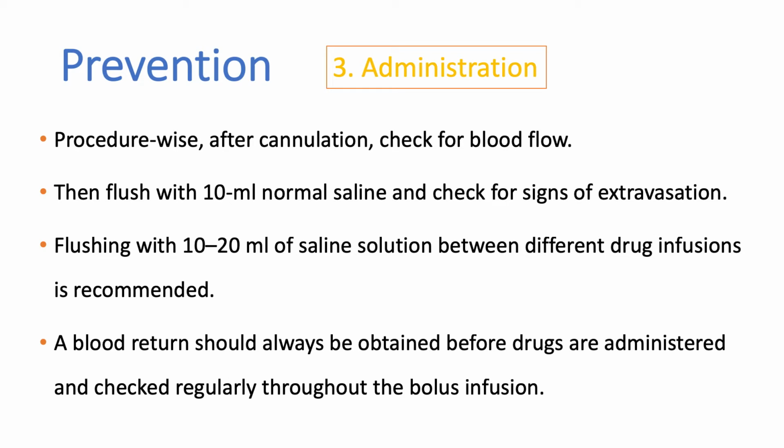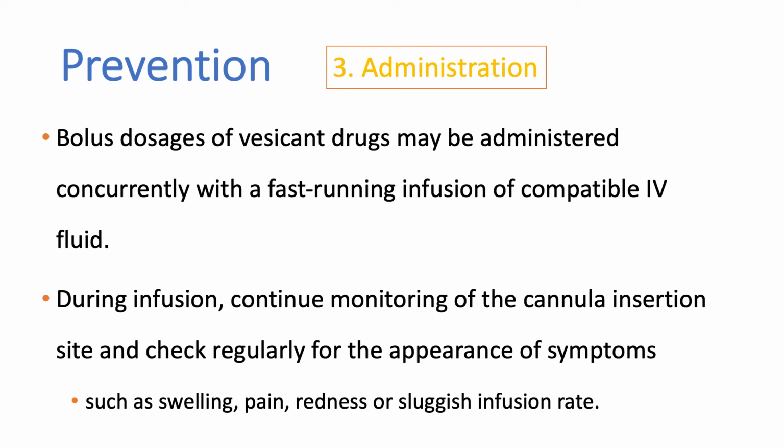Procedure-wise, after cannulation, check for blood flow. Then flush with 10 ml of normal saline and check for signs of extravasation. Flushing with 10 to 20 ml of saline solution between different drug infusions is recommended. A blood return should always be obtained before drugs are administered and checked regularly throughout the bolus infusion. Bolus dosages of vesicant drugs may be administered concurrently with a fast-running infusion of compatible IV fluid.